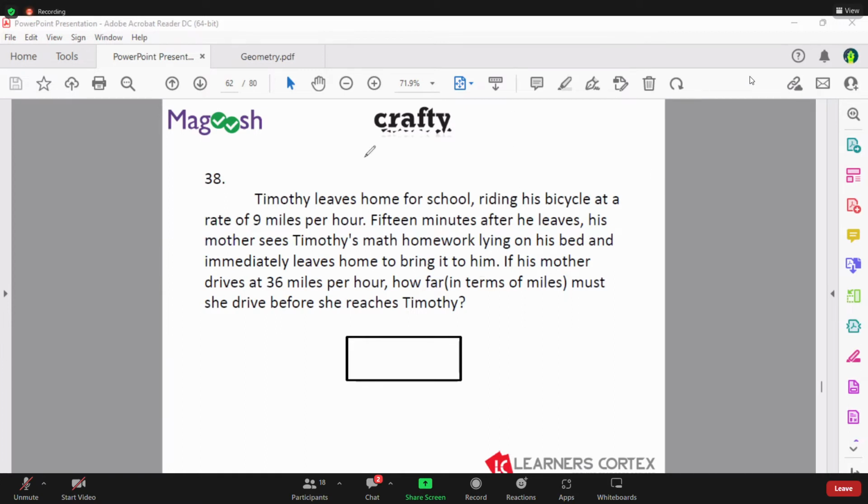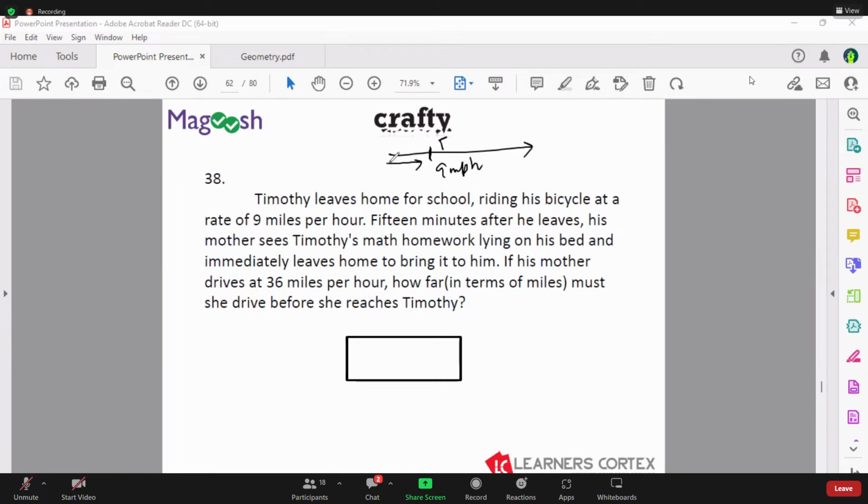So here what happens is Timothy is here. He has left for his school, riding at a rate of 9 miles per hour. Then 15 minutes later, in this distance, Timothy has reached somewhere here.